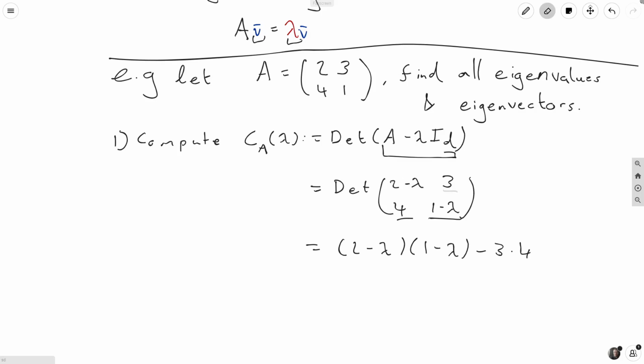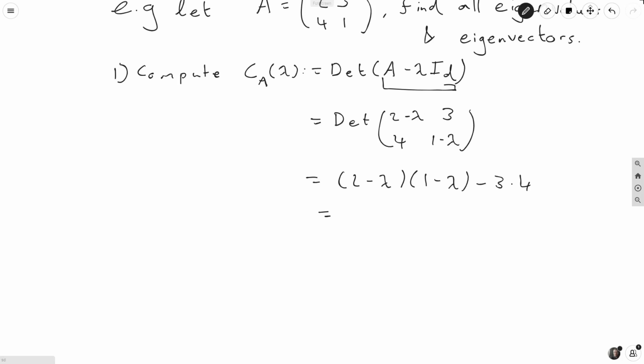Let's keep this tidy. So this is the characteristic polynomial of lambda. Let's just multiply it out so we have it in a nice form: 2 minus 2 lambda minus lambda plus lambda squared minus 12. So this becomes lambda squared minus 3 lambda minus 10.